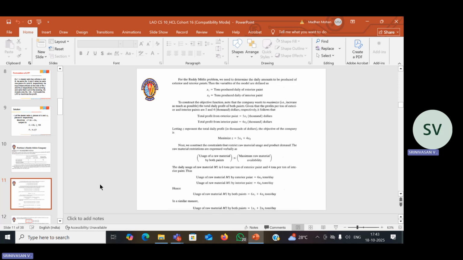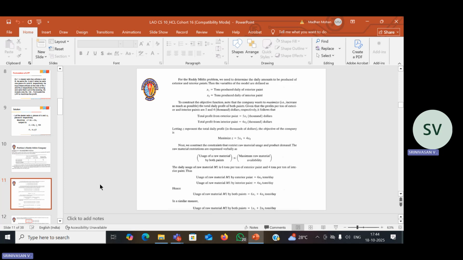In simple terms, to make this phrase an LPP, we start with the objective function: the maximization of the profit Z equal to 5x1 plus 4x2, where x1 is the number of tons of exterior paint produced daily, and X2 is the number of tons of interior paint produced daily, where the profit from selling exterior paint is $5,000 per ton, 5x1, and $4,000 per ton of interior paint. So the total profit is 5x1 plus 4x2. That is your objective function, which is to be maximized.